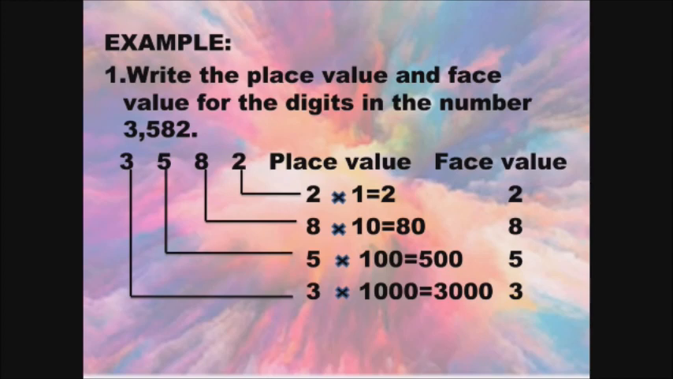Next we can see the face value. So as I said already, face value means the value of the digit itself. So the face value of 2 is 2. The face value of 8 is 8. The face value of 5 is 5. The face value of 3 is 3. So the number itself will repeat for the face value.